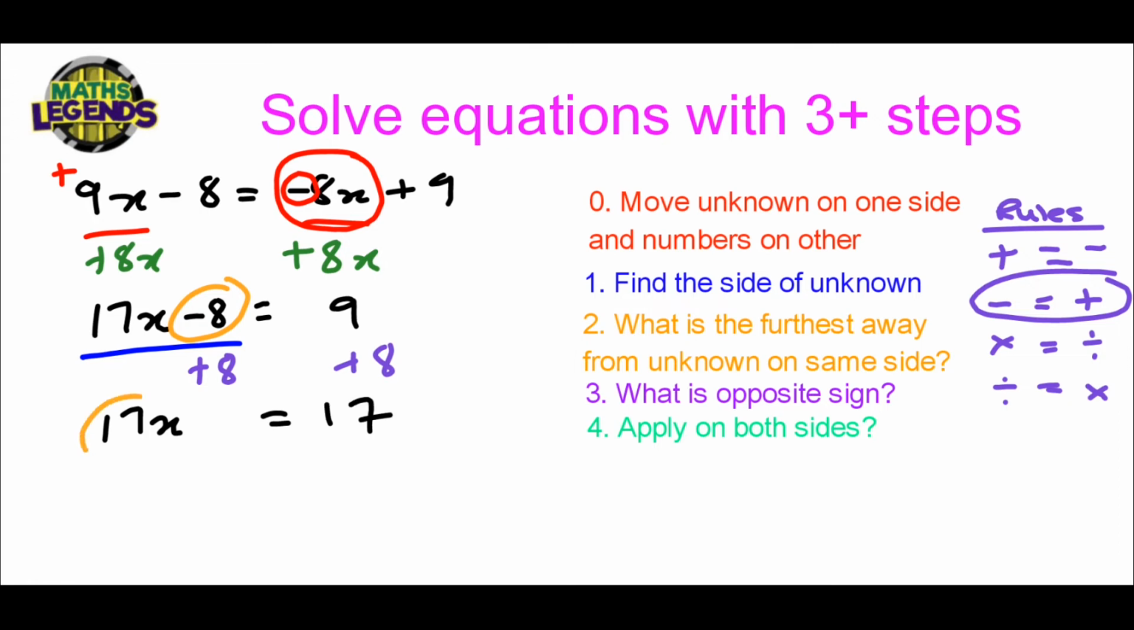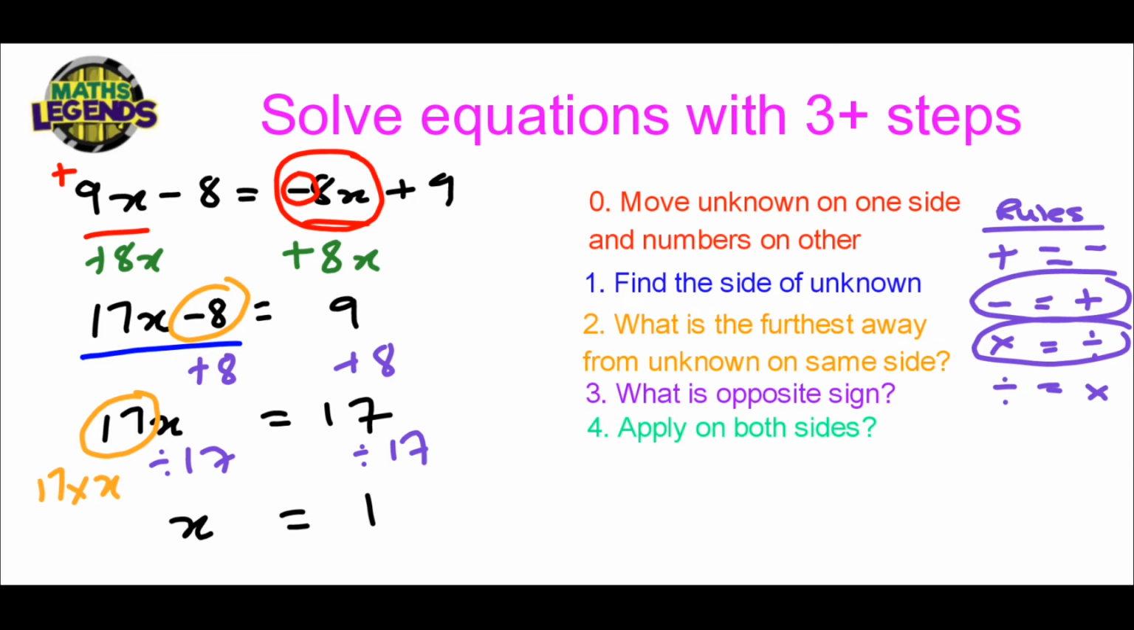Now we still have the 17 to remove. Now this is the same as 17 times x. So the rule we're interested in is this one here. So we need to do a divide 17 on both sides. And we simplify. So this becomes x equals 1. 17 divided by 17 is 1.